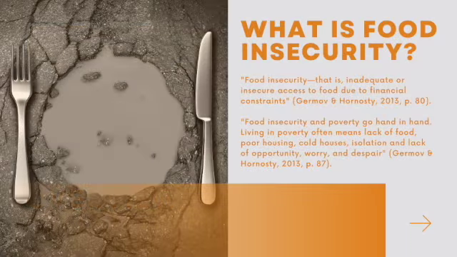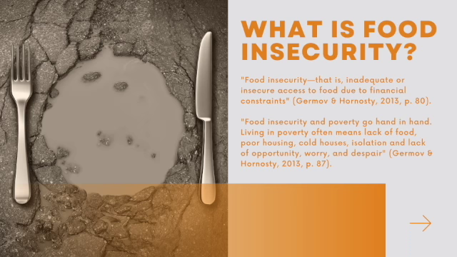All right, so what is food insecurity? And this is from the textbook, and they talk about food insecurity as inadequate or insecure access to food due to financial constraints. And they also mention that food insecurity and poverty go hand in hand. Living in poverty often means a lack of food, poor housing, cold houses, isolation, a lack of opportunity, worry, despair, etc., among a million other things.